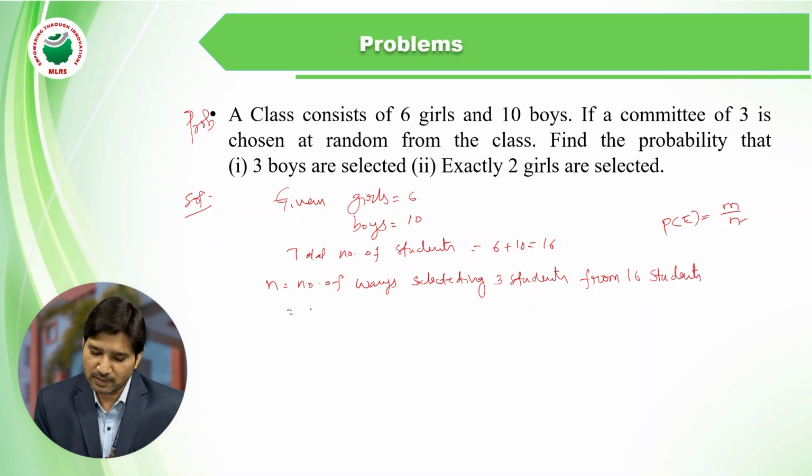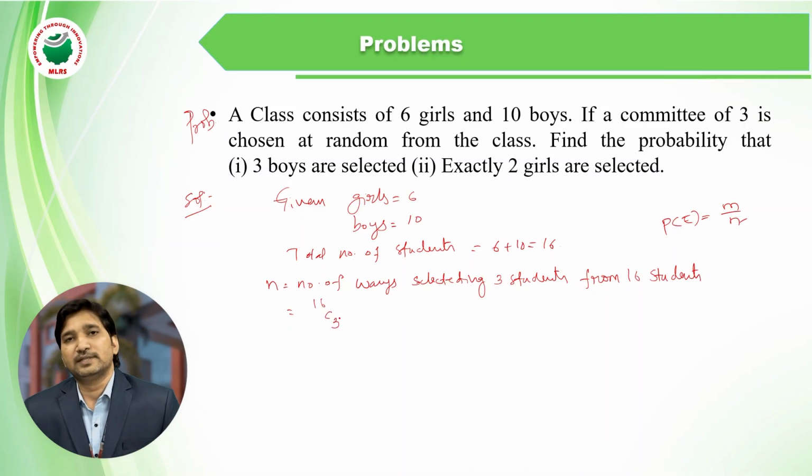That is equal to, out of 16 we have to select 3, which is 16C3. You know that 16C3 means it is a combination. We know combination and permutation. Let us discuss it. Combination is nCr. nCr is the combination formula: out of n objects, we have to select only r objects. nCr equals n factorial divided by (n minus r) factorial into r factorial.